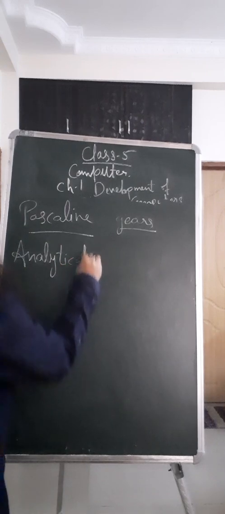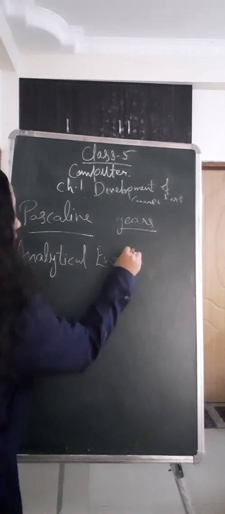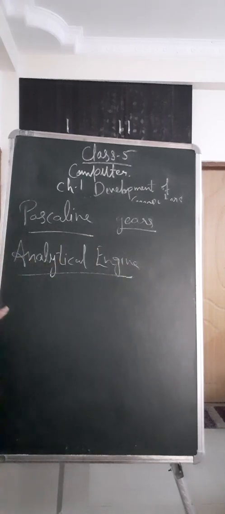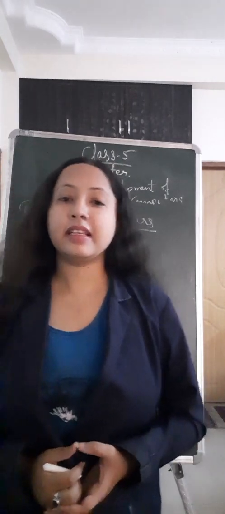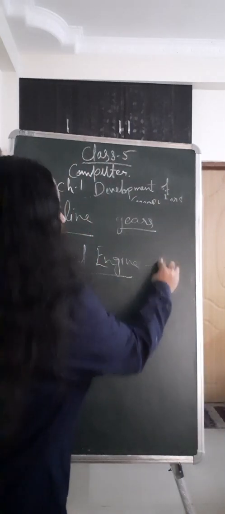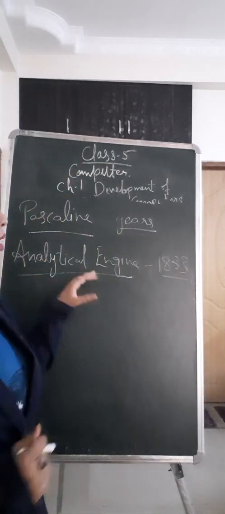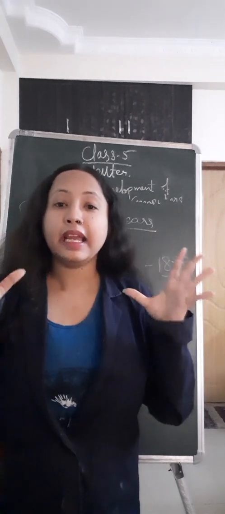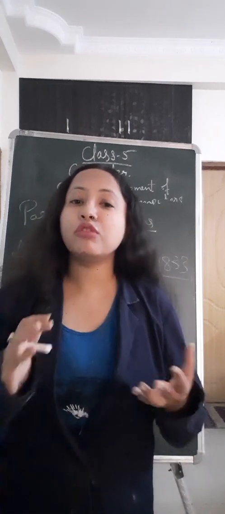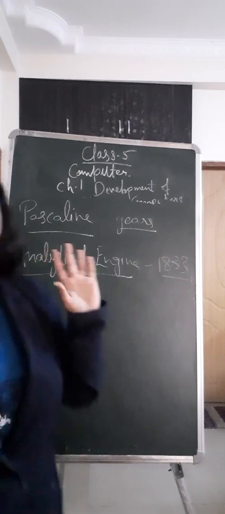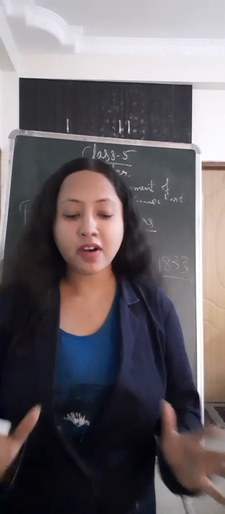Okay, so children, after the Pascaline we have the next machine, that is the Analytical Engine. This was the next machine in the series of development of the computer, and it was developed by Charles Babbage. It was developed in 1833, and it was called the first computer because it consisted of all the components of today's modern computer.